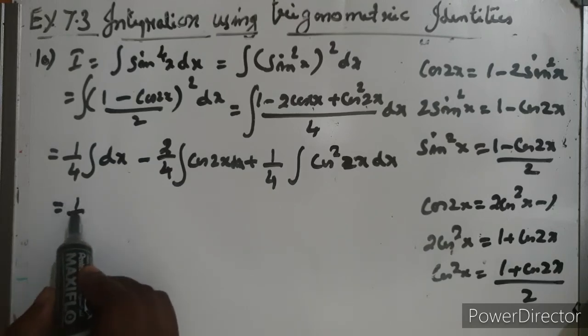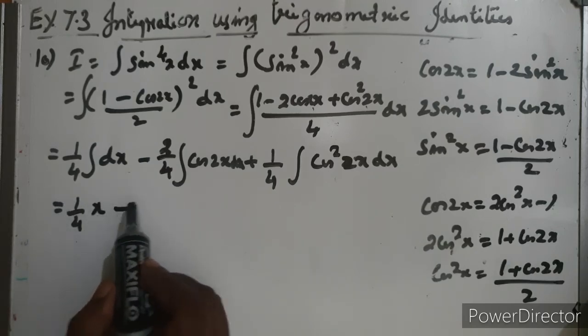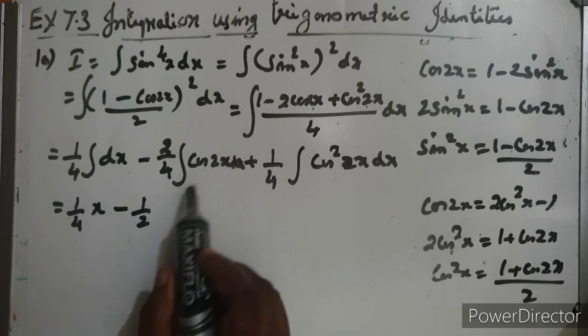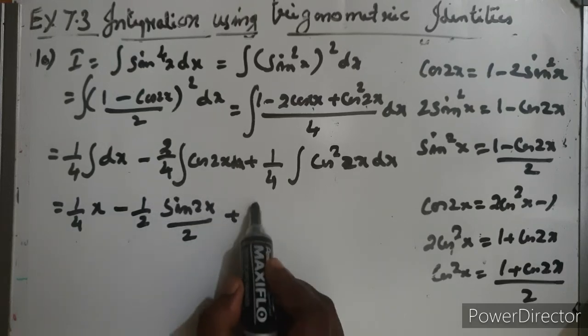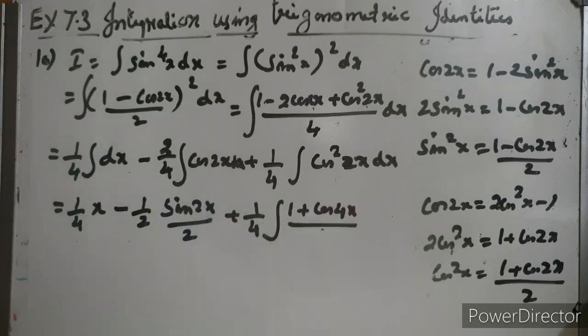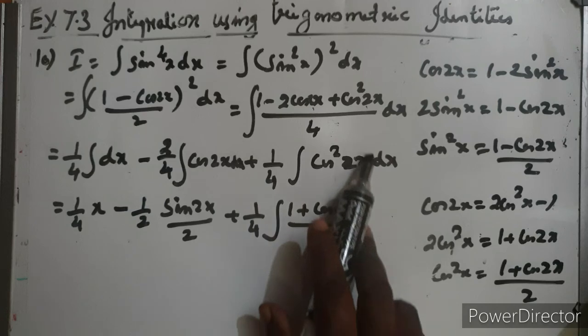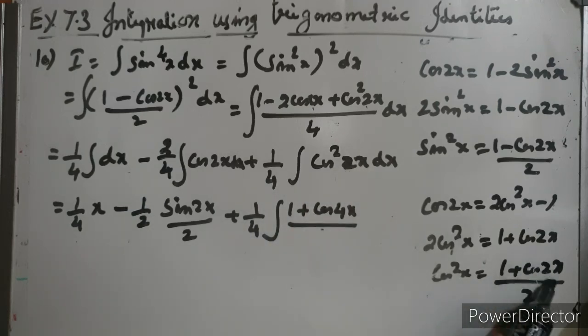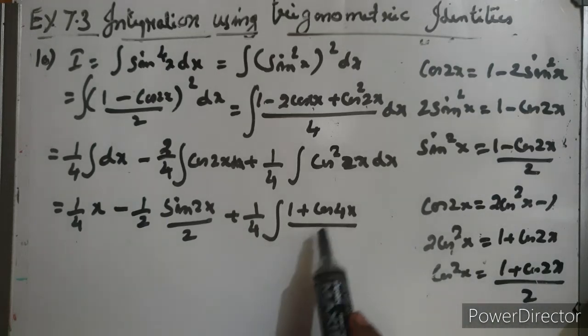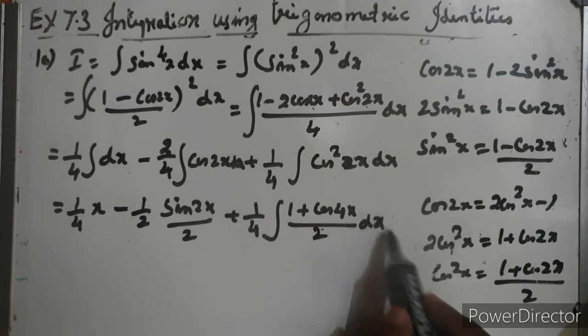So which is equal to 1 by 4 integral of dx is x minus 1 by 2 integral of cos 2x is sin 2x by 2 plus 1 by 4 integral of. So using this formula, cos square x is 1 plus cos 2x by 2. Here it is cos square 2x. So in the place of x we have 2x. So replacing this, we get cos 4x by 2. So writing cos square 2x is 1 plus cos 4x by 2 into dx.